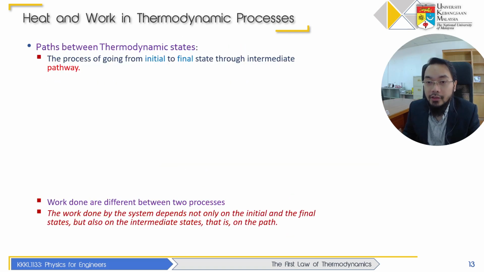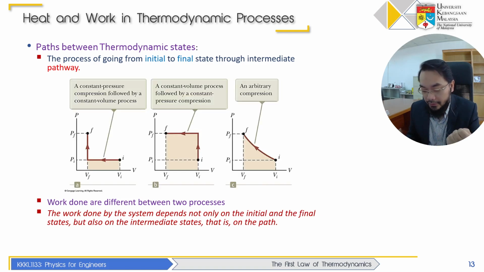Now let's look closely at the path between thermodynamic states. The process of going from initial to final state is through an intermediate pathway. So there are three things: what is the initial state, what is the final state, and what is the pathway? Let's look at these three different PV diagrams, A, B, and C.